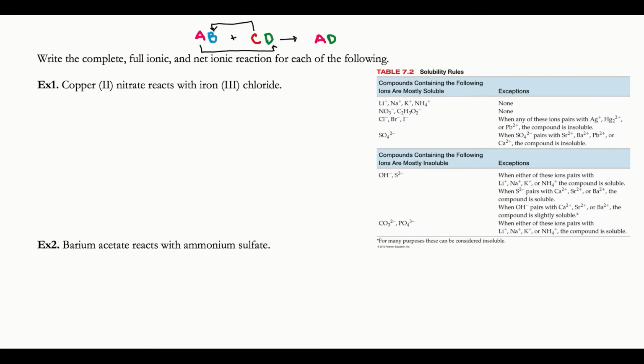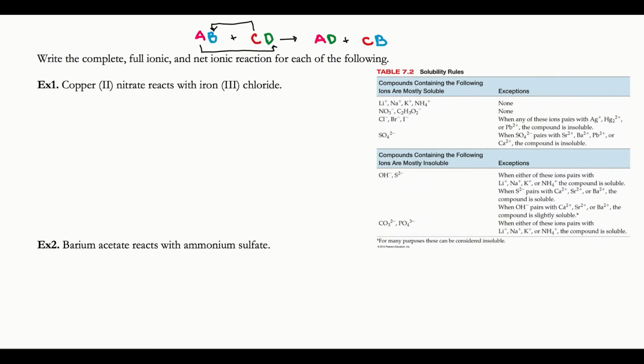Now notice the direction of my arrow. C is going to have to go before B, because C is going to be a metal while B is a non-metal. Remember, your metal always goes before your non-metal. And that's all there is to double replacement reactions. So let's look at a couple of examples.